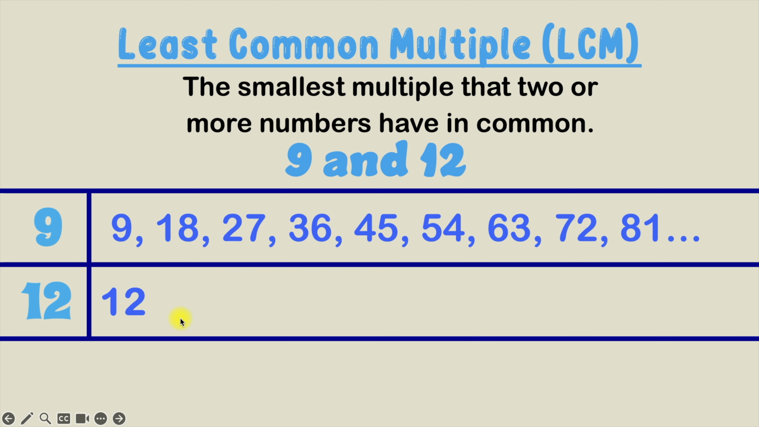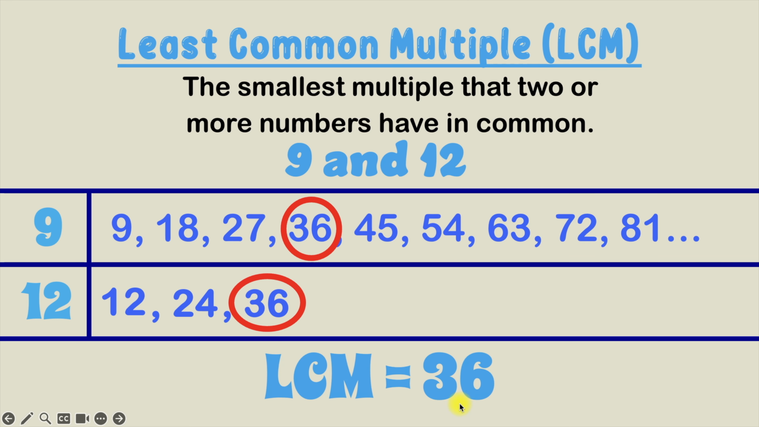Not there. So let's go to the next one, which is 12 times 2, which is 24. Also not there. The next one would be 12 times 3, which is 36. Well, that is here. And since 9 has the multiple 36 and 12 has the multiple 36, and it's the smallest or least multiple that they share or have in common, that means that the LCM for 9 and 12 is 36. Let's take a look at our last example.